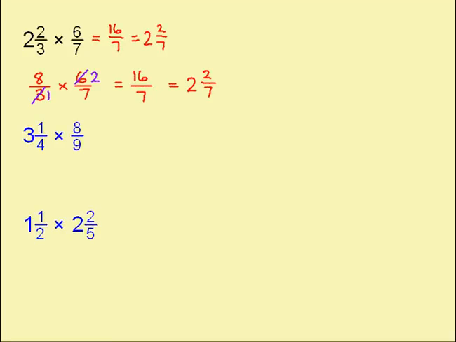Here are some for you to try now. Press pause and have a go. When you're ready, press play.